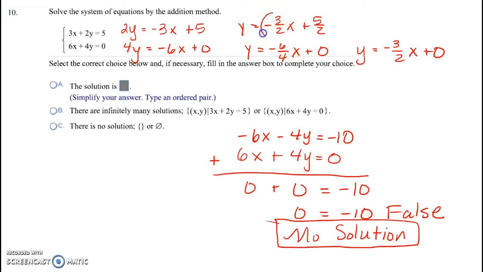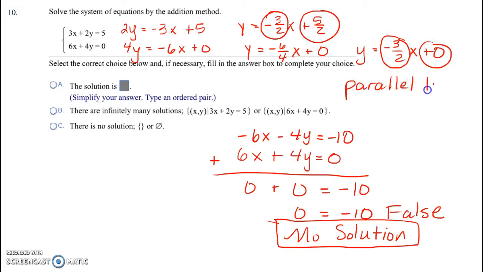On this first equation, I get a slope of -2/3. On the second equation, 6/4 reduces to -2/3. They have the same slope. You can see that their y-intercepts are different. Therefore, we have parallel lines. That's why we do not have a solution, because parallel lines never intersect. All right?